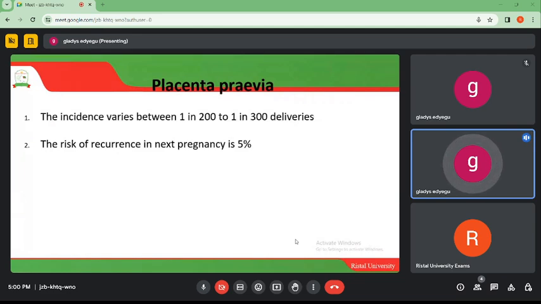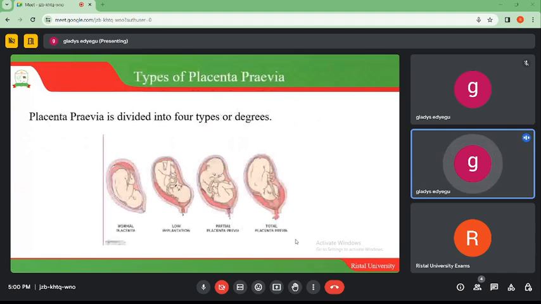So the types of placenta previa: basically, placenta previa is divided into 4 types or degrees. So we have the normal placenta as you see it. Then you have the low implantation. The low implantation is this one in the second, whereby the placenta is implanted at the lower segment of the uterus. But it doesn't touch any part of the cervix, just the lower segment of the uterus. So this mother can easily deliver this baby because it is not covering the cervical os.